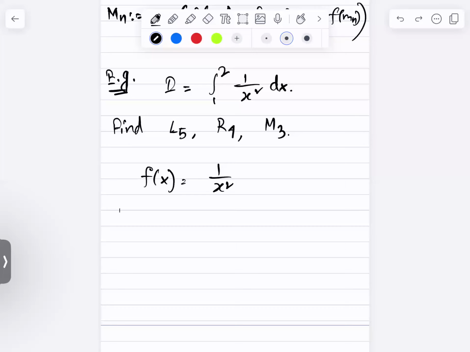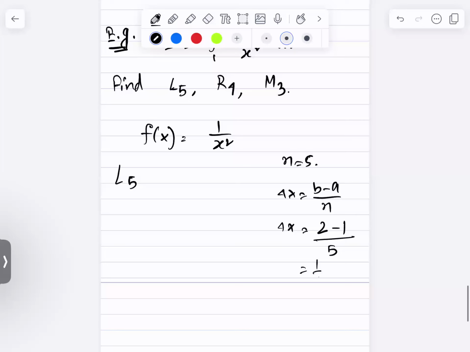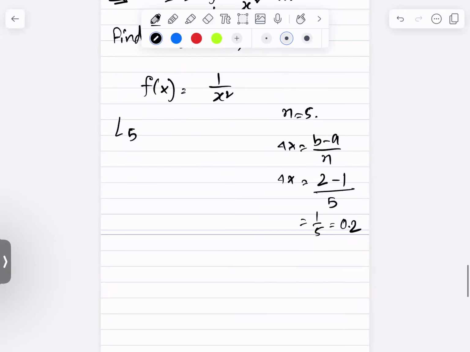For L5, my n is 5, right? Remember, delta x was b minus a over n, the general formula. In this case, delta x should be what? What is b? b is the rightmost endpoint, or the upper limit of the integration, which is 2. What is a? The lower limit, which is 1. And n here is 5. So this is 1 over 5, or 0.2.